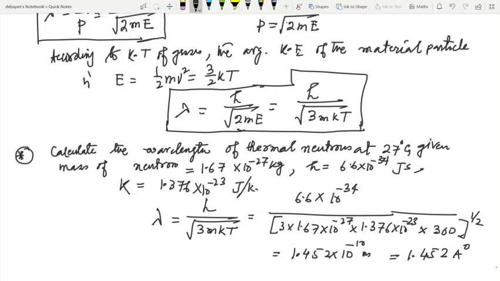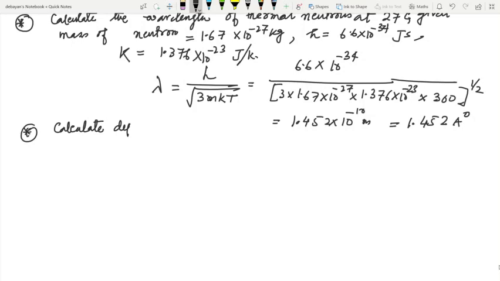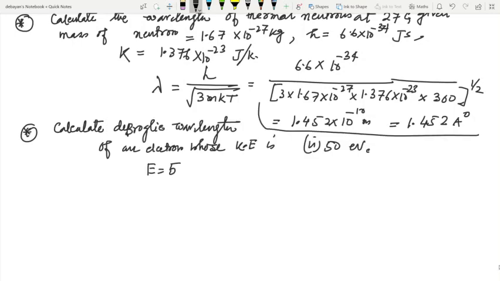So another type of problem that may be given, you can think of like this. The question may come that you have to calculate the de Broglie wavelength of an electron whose energy is given, which is 50 eV.